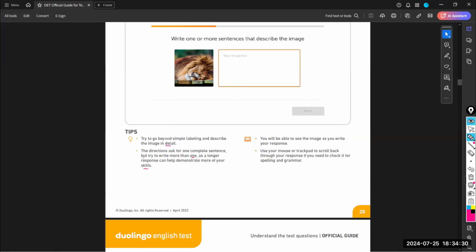So I know that it is written that you have to write only one sentence or more. So absolutely, I have to write more than one sentence just to be creative and to get a good band. Now, you will be able to see the image as you write your response. I have to use my mouse or trackpad to scroll back through your response if you need to check it for spelling and grammar mistakes, if any. So this is write about the image.